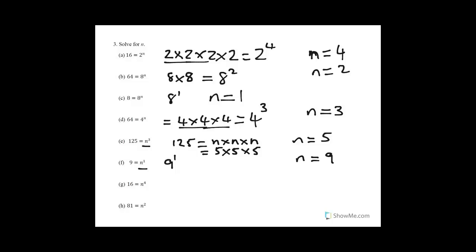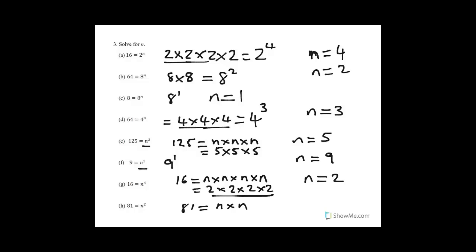n is the base. Similarly here, 16 equals n times n times n times n, because the exponent is 4, telling us to multiply n by itself 4 times. So what fits in? There's a 2. 2 times 2 times 2 times 2. 2 times 2 is 4, times 2 is 8, times 2 is 16. So n equals 2. The last one, 81, is n times n. What number do we multiply by itself to give us 81? Well, it's 9. So n equals 9.